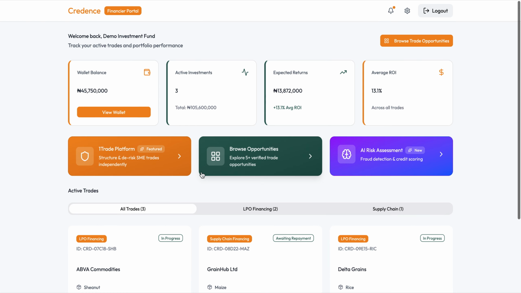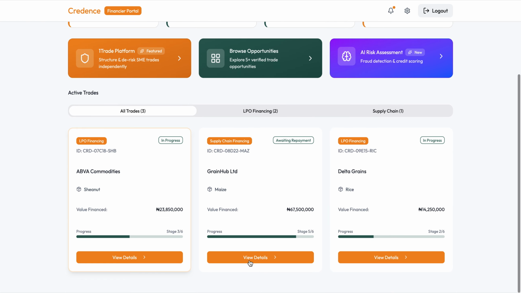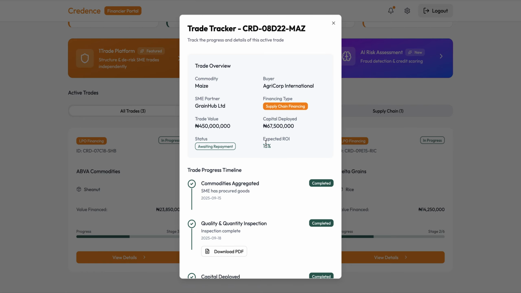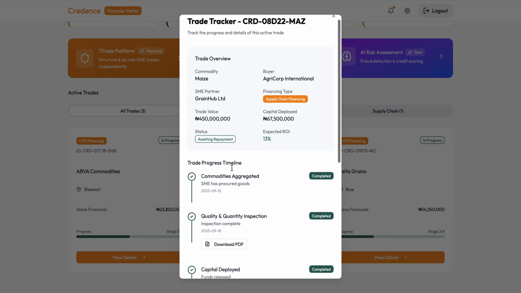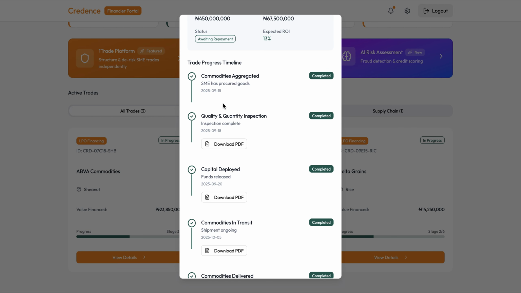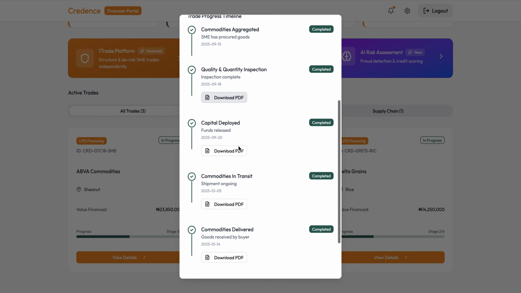Should you have financed any trade and you want to see the progress of a trade, this active trade tracker provides visibility into the trade, the commodity you're financing, the SME partner, the capital deployed, the trade progress, the commodities that have been aggregated, the quality inspection and audit. Should you want to independently review the documents, you can do that as well.